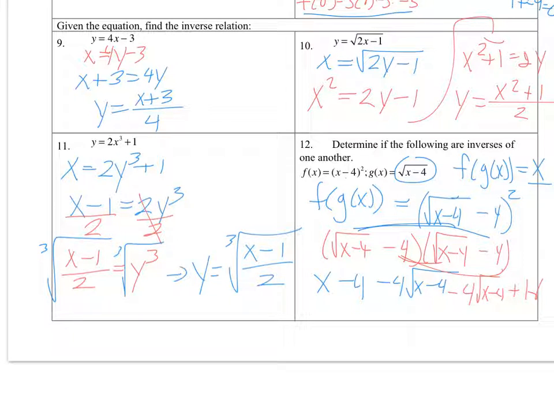Combining like terms, we have just an x. Minus 4 plus 16 is going to be plus 12. And then these guys are going to combine to make minus 8 square roots of x minus 4. Okay, big idea here: we didn't get x as our answer. Therefore, f and g are not inverses.